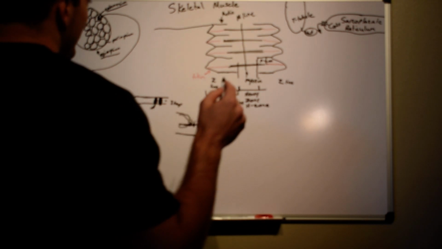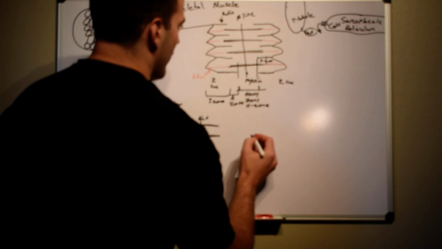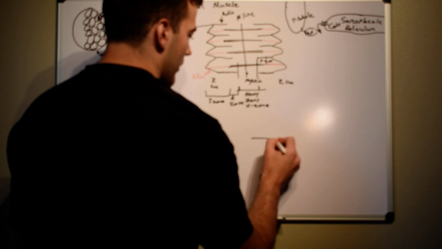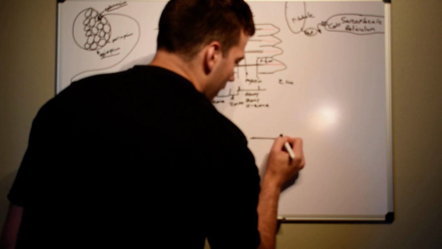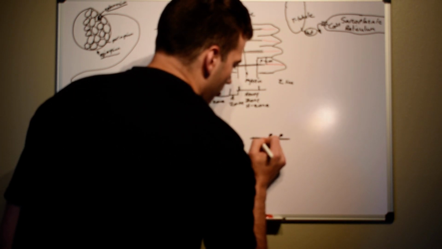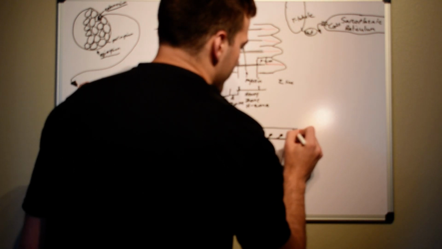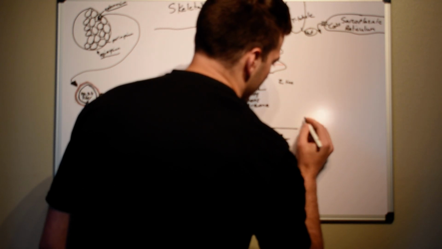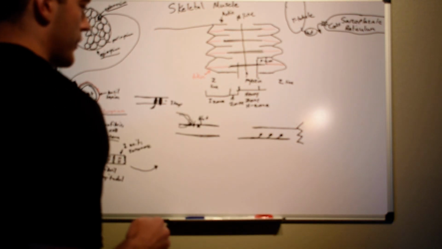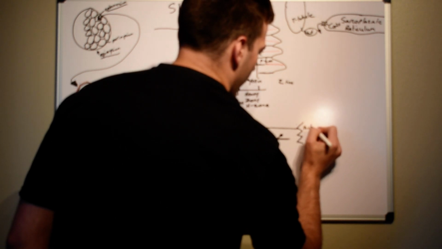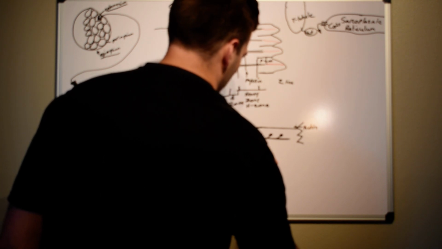If I zoomed even more into the sarcomere, you would see that each thick filament, which I am going to draw with the black marker here, has a bunch of these little heads on it. And then lining up right along them is our actin filament, or our thin filament. And this is our heavy filament, our myosin.